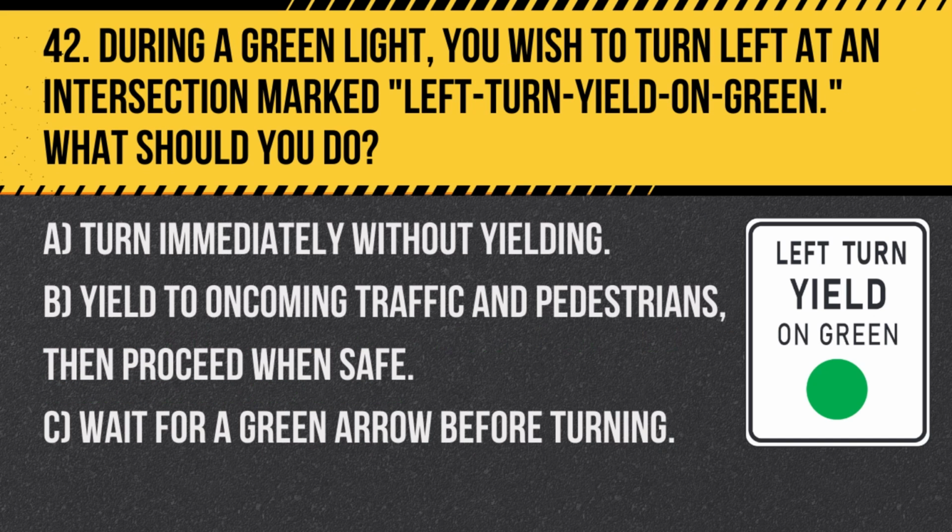Question 42. During a green light, you wish to turn left at an intersection marked left turn yield on green. What should you do? A. Turn immediately without yielding. B. Yield to oncoming traffic and pedestrians, then proceed when safe. C. Wait for a green arrow before turning. Answer. B. Yield to oncoming traffic and pedestrians, then proceed when safe. The sign indicates that turning traffic must yield.